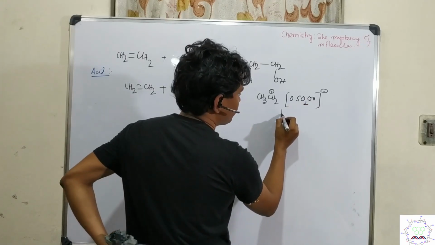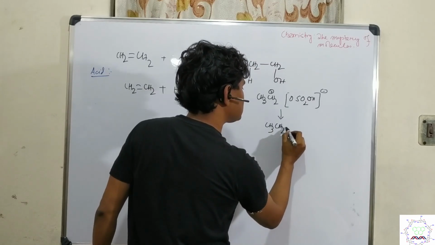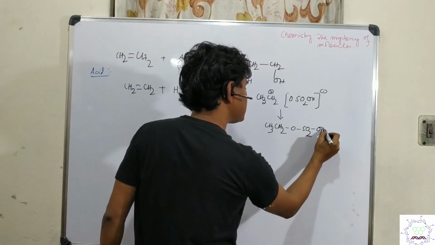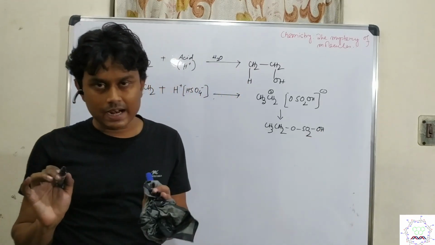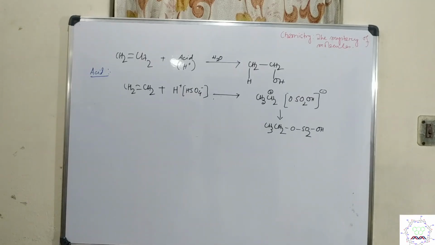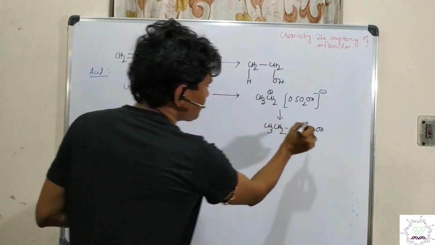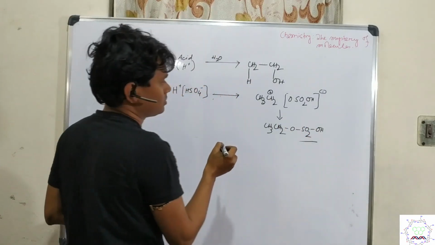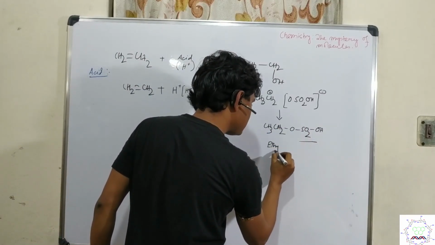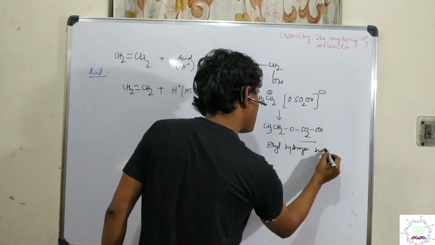to understand. And what ultimately forms? Ultimately it forms this OSO2OH. So we have understood that the sulphuric acid is capable to convert the ethylene into its corresponding sulfate salt. Okay, this is called ethyl hydrogen sulfate.